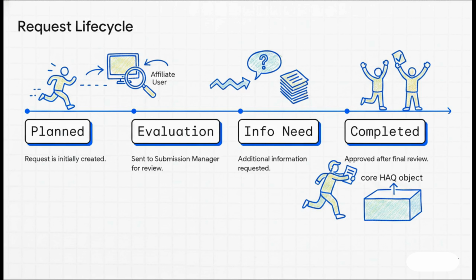Once the affiliate user updates that missing product info and sends it back, the submission manager evaluates it again. This time, everything looks perfect. They select Approve, and the system changes the request state to Completed. The core HAQ object is created. The middle stretch of the race is an absolute success.